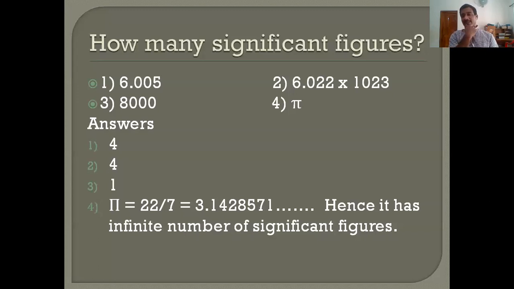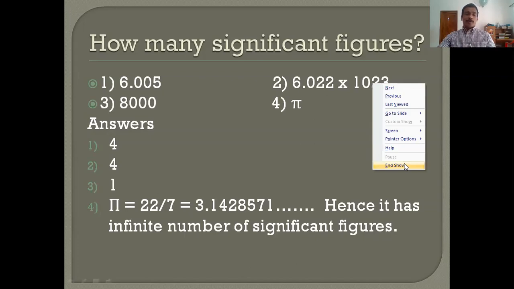Here, how many significant figures? First one, 6.005. All the numbers have to be counted because zeros are in between non-zero digits. So 4 is the answer. Next, 6.02 into 10 raised to 23. It is not 1023, it is 10 raised to 23. It is in the form of scientific notation.